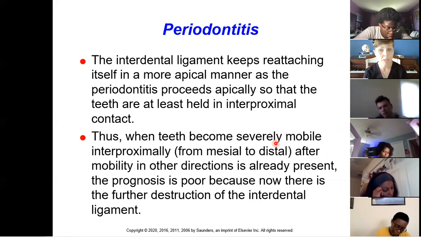Thus, when teeth become severely mobile interproximally from mesial to distal after mobility in other directions is already present, the prognosis is poor because now there is further destruction of the interdental ligament.